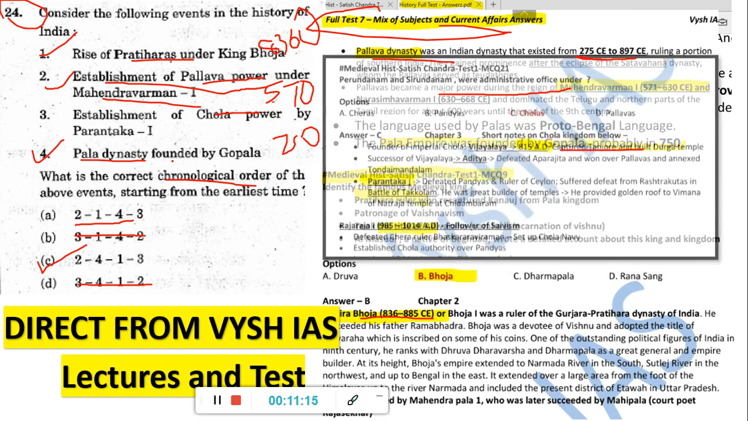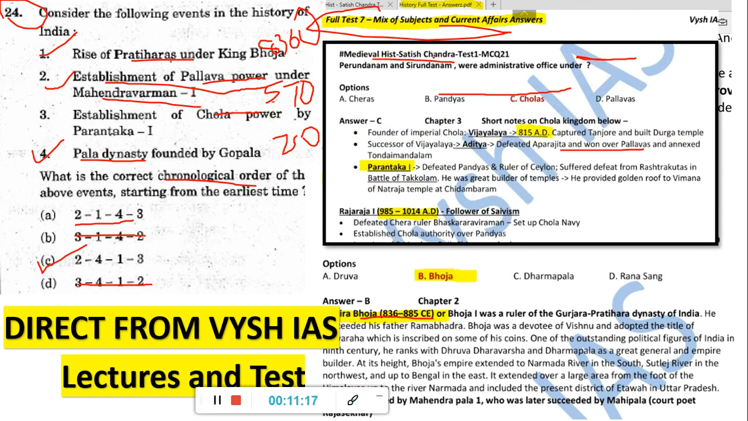Now the last one also, if you see, Chola Empire in the same Satish Chandra test, MCQ 21. Here Vijayalaya founded it in 815. Then this Parantaka I was there. Here I didn't mention the timeline, but this Rajaraja I is around 985 AD. So this person's timeline should be in between 800 to 900 AD.